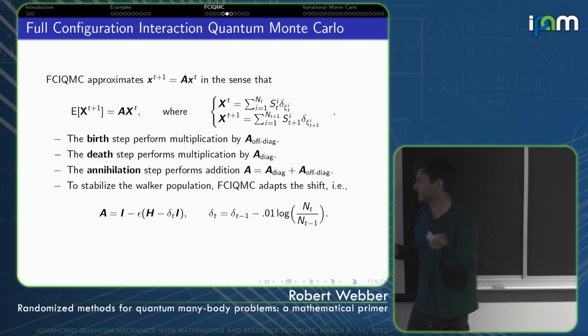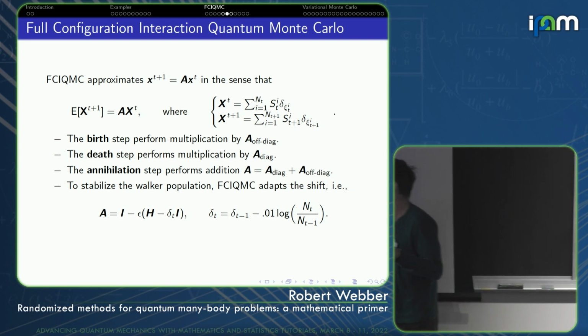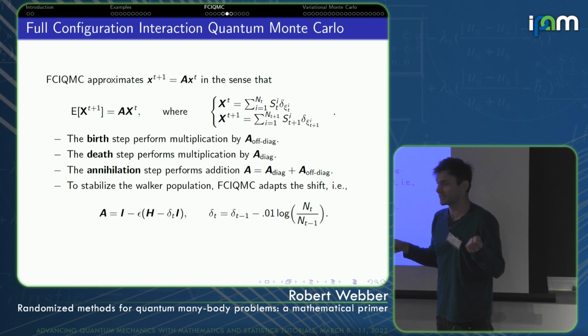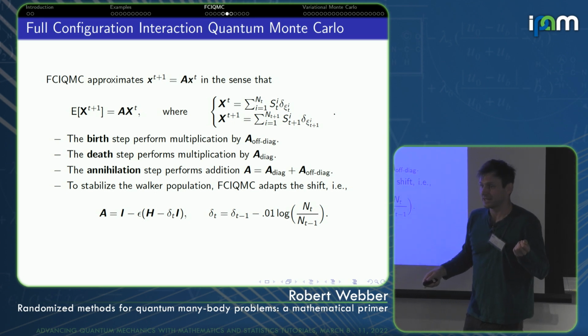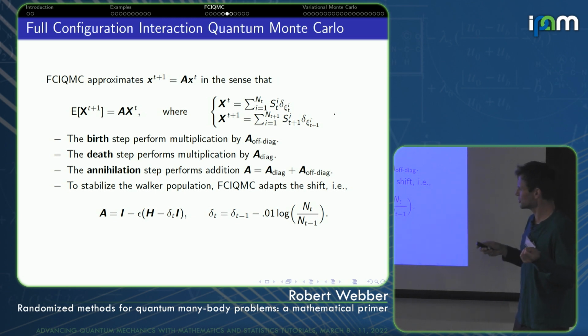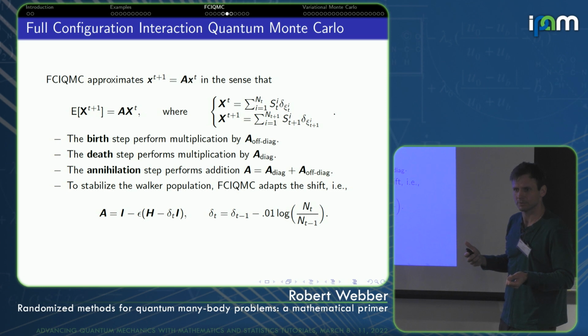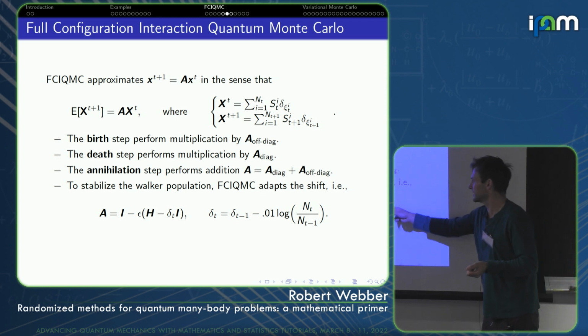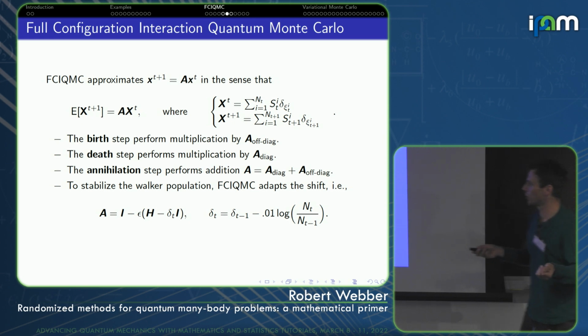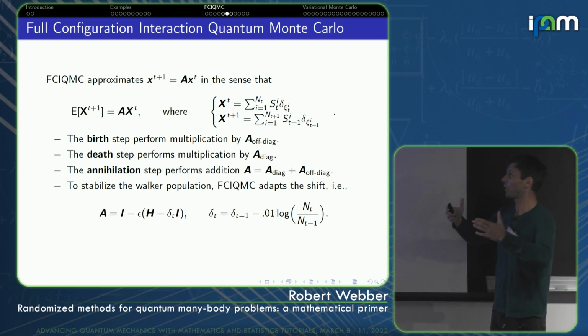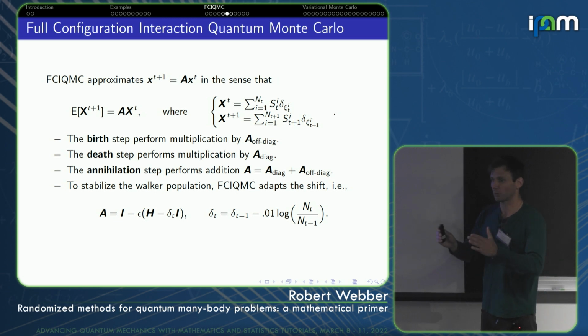So instead of just defining A as identity minus epsilon Hamiltonian matrix, now you've got H minus delta T i, where delta T is going to control the amount of death that takes place, right? And it gets adjusted at every iteration, or every 10th iteration, or 100th iteration. So if you have a growing walker population, you'll increase the death. And if you have a shrinking walker population, you will decrease the death.